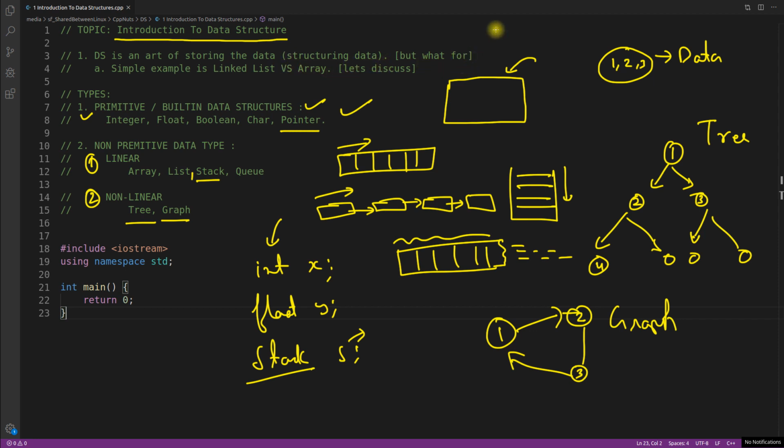But what for? Yeah, I just forgot this question. What for? Why do you need so many data structures? So I'll take a simple example of linked list versus array. Let's discuss this.